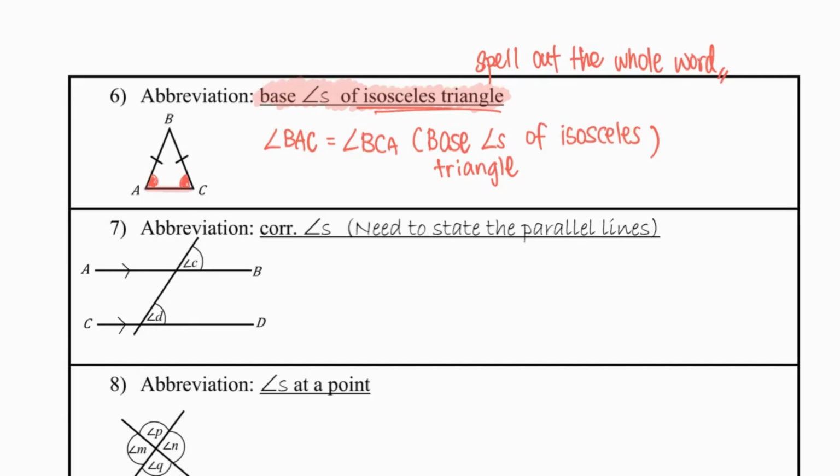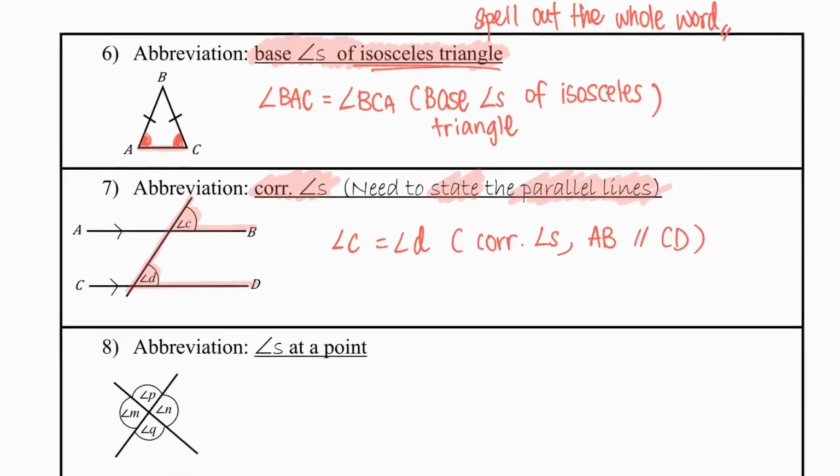Alright, let's move on to more properties that we have learned so far. Corresponding angles, again we need to state the parallel lines. Corresponding angles look like this, like an F. These two angles are equal. Corresponding angles, parallel lines, AB parallel to CD.